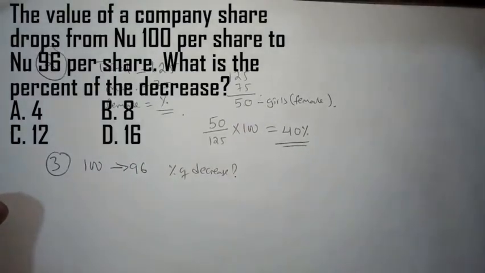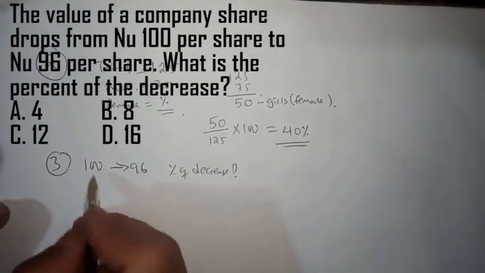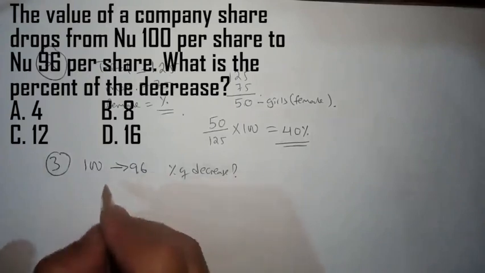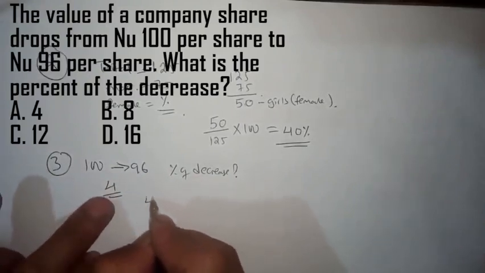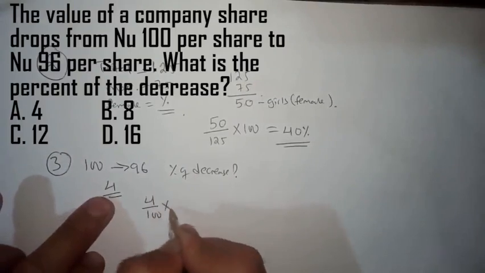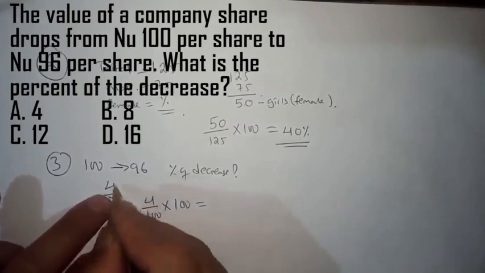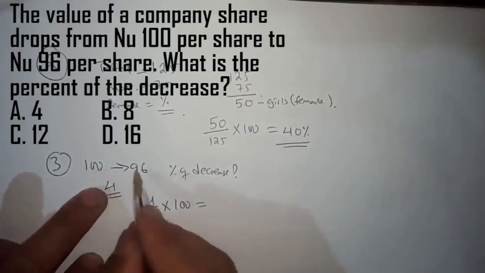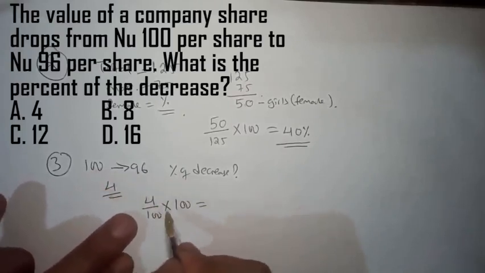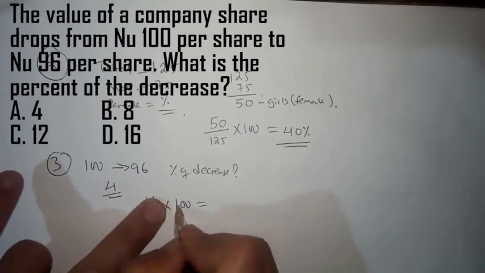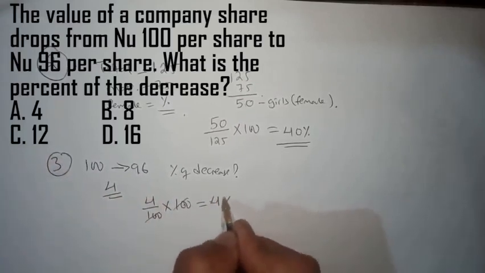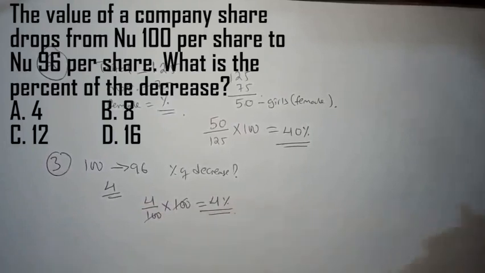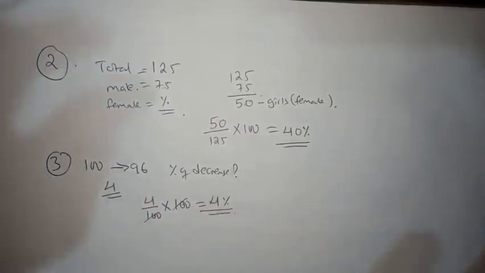For the decrease, from 100 to 96, how many rupees did it drop? It decreased by 4. So 4 over 100 into 100. The 4 rupees drop is out of 100. So 4 over 100 into 100%, the 100s cancel. The answer is 4%. It is simple. There is a 4% decrease. Now question number 4.